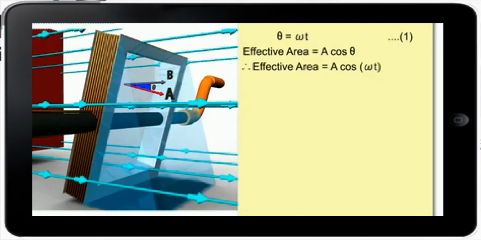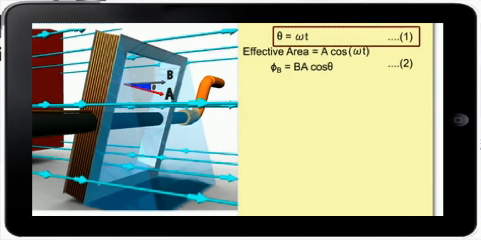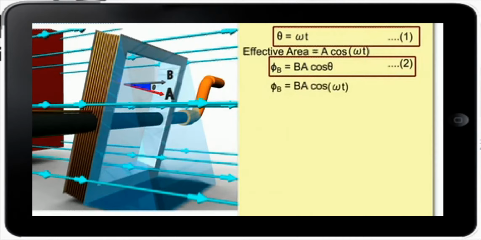In other words, the rotation of the coil causes the magnetic flux through it to change, thereby inducing an EMF in the coil. The flux linked with the coil at any instant of time is given by the equation phi B is equal to BA cos theta. Let us label this as equation 2. On substituting equation 1 in equation 2 and simplifying, we get the equation phi B is equal to BA cos omega t. Let us label this as equation 3.